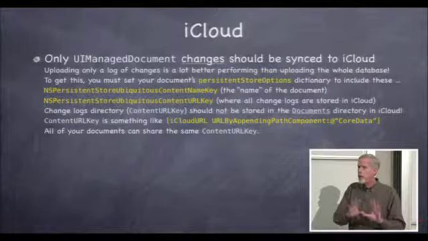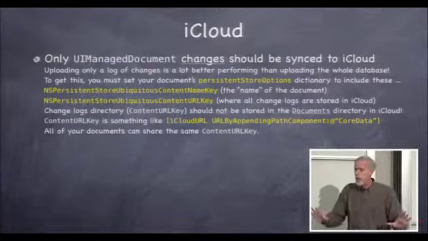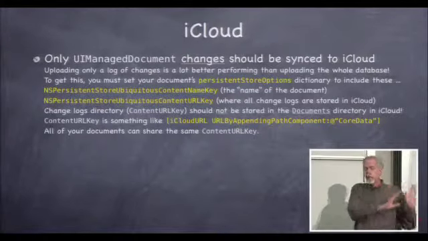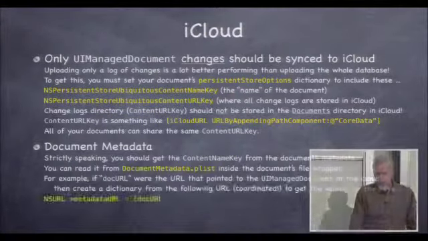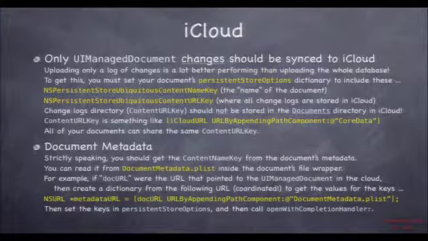So that's it. You set these options before you call save to URL or before you call open with completion handler. Remember those methods, hopefully, the ones that open or create a document. You've got to have these persistent store options set before that. And we're going to see in the demo how to do that because we're going to do this whole thing.